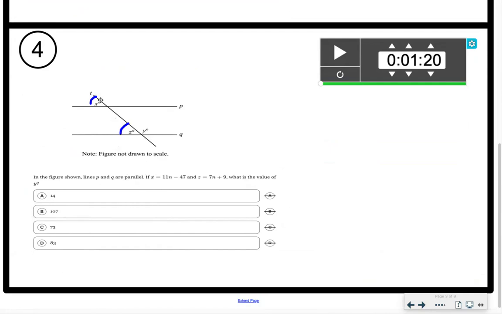If you don't remember that, when you have a transversal cutting parallel lines, it's going to create eight angles, four of which are going to be obtuse and four of which are going to be acute.